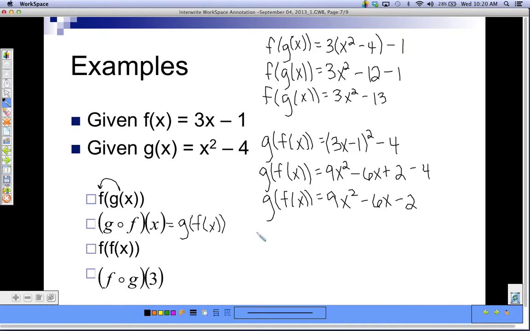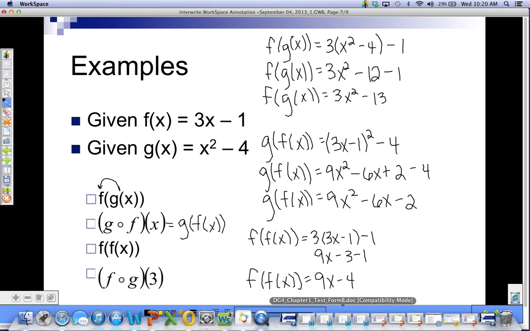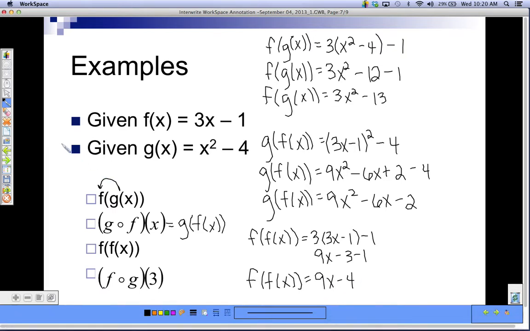And the third one, f of f of x, which means we're just going to take f and plug it into itself. So 3 times 3x minus 1 minus 1 gives us 9x minus 3 minus 1. So f of f of x equals 9x minus 4. All right, I'm going to clear this writing. Remember, you can always pause.